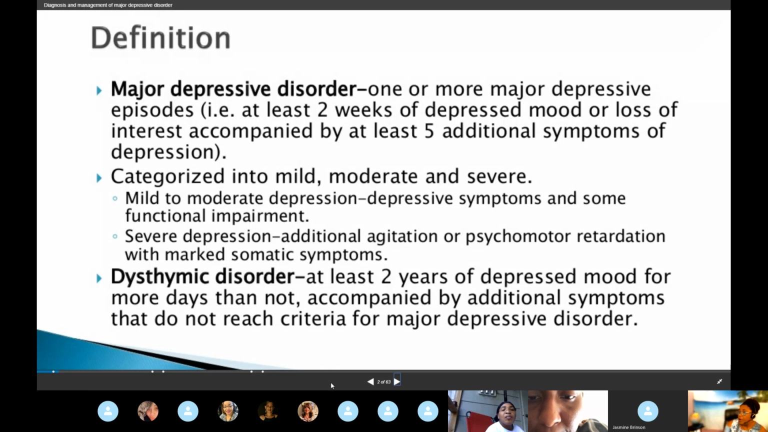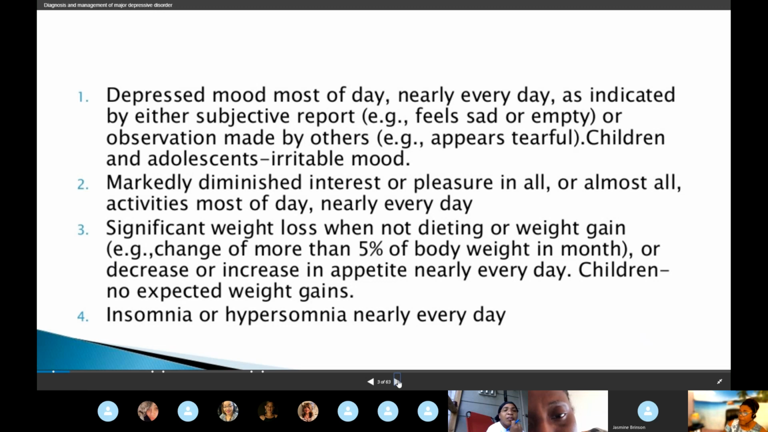So those 2 weeks do happen. At least 2 weeks of depressed episode, more days than not. So I've got to have that depressive disorder, but then it's going to continue. The people who have it have an overall kind of blah. Like, I just don't feel like getting out of bed. I don't feel like doing anything. Overall just a blah feeling.